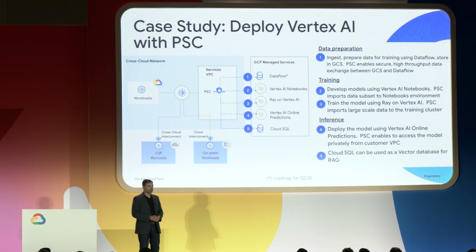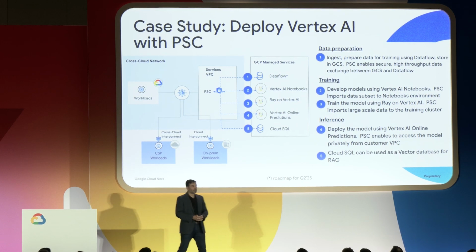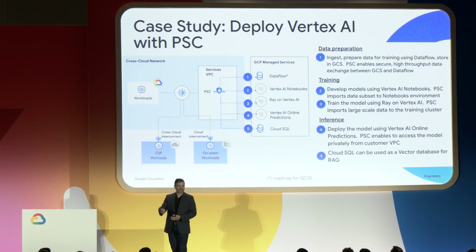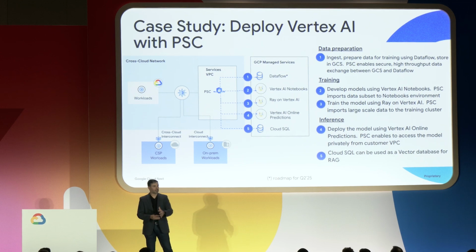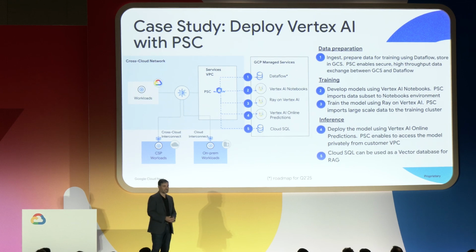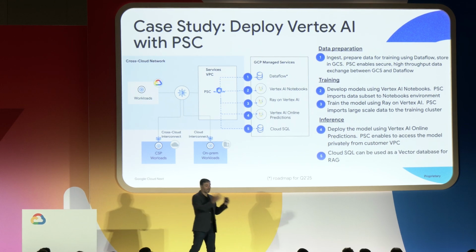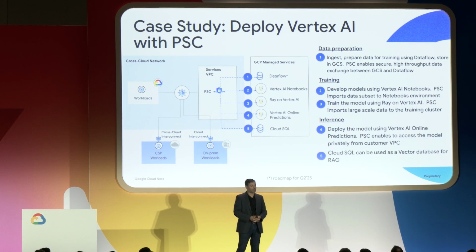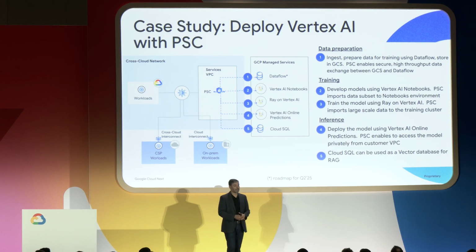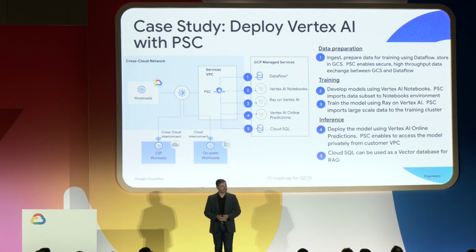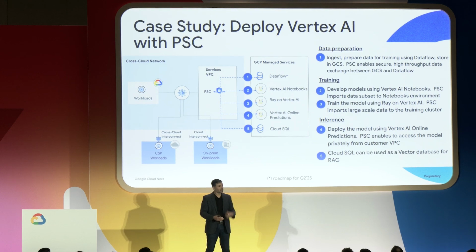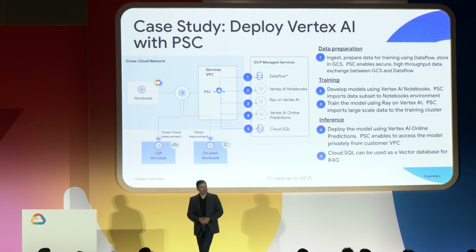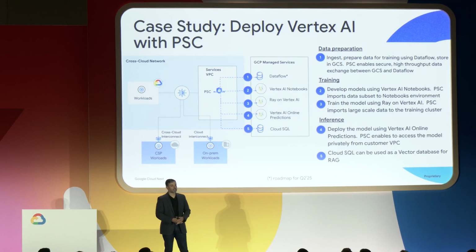Vertex notebooks, a lot of customers are using Vertex notebooks to develop models. This requires small amounts of data into Vertex notebooks as customers are fine-tuning models. Again, connectivity over PSC. As customers fully train their models, they leverage Ray on Vertex. Ray on Vertex requires large-scale data into Ray such that models can be trained. Finally, for inferencing, PSC enables connectivity to Vertex AI Online Predictions. And PSC also is connected to Cloud SQL if customers need RAG to fine-tune the results of the inferencing.